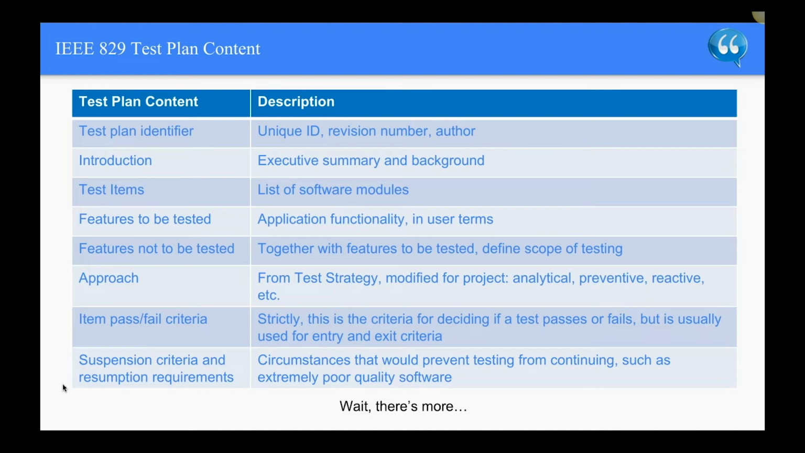So the approach: how is the approach to testing going to be? From the test strategy modified for projects, so analytical, preventive, reactive. It depends on how you're going to approach it. Then the pass/fail criteria, to determine whether a test has passed or failed. Strictly this is the criteria for deciding if a test passes or fails, but it's usually used for the entry and exit criteria. Then the suspension criteria and the resumption requirements: the circumstances that would prevent testing from continuing, such as extremely poor quality software.